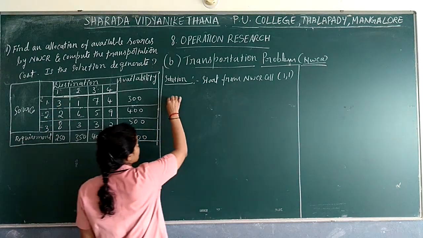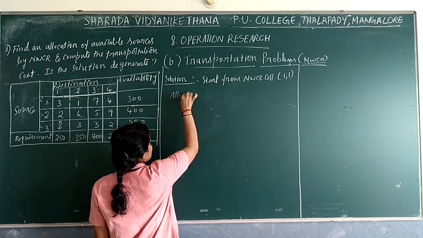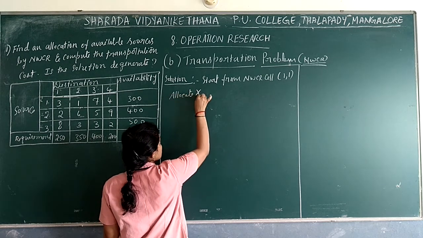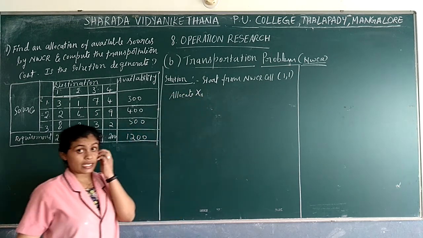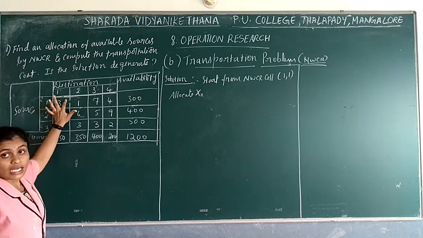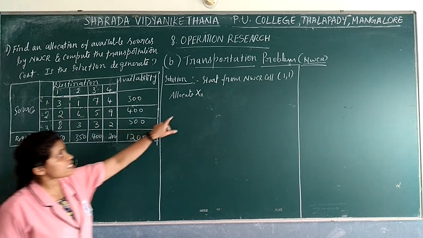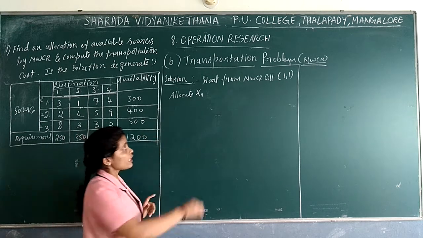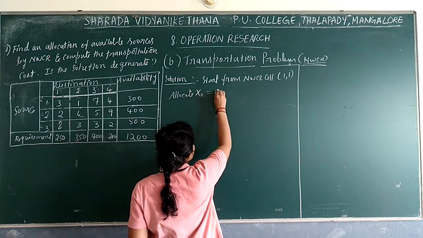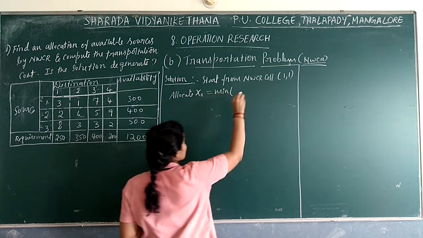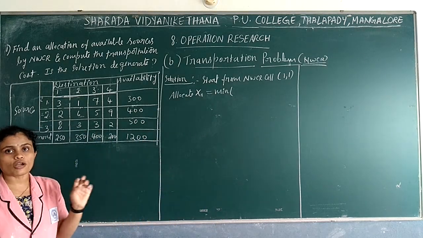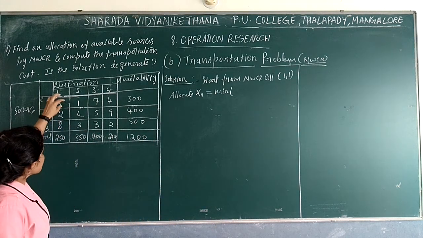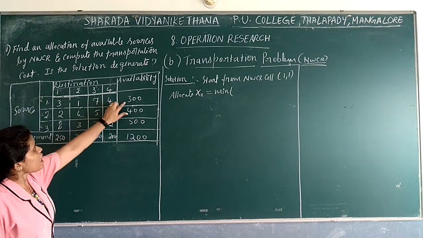Then allocate x11. What is this x? X is nothing but what we are allocating. That allocation we represent in the form of x. Allocate x11 equal to the minimum value; only the minimum value we can allocate. Now what do we have to say? See, in this particular cell, what is the availability?